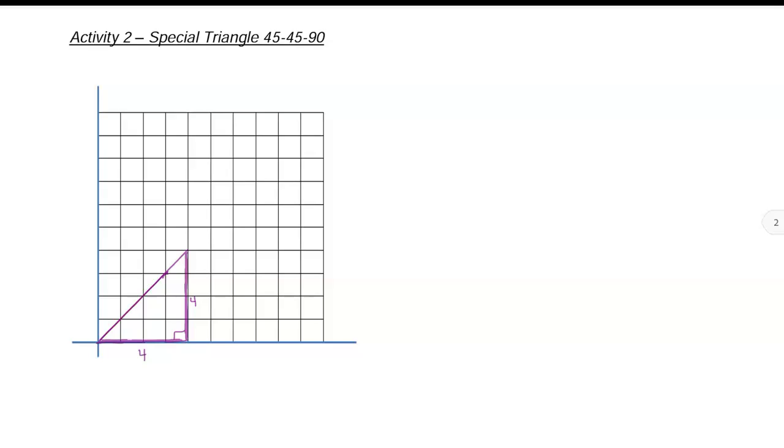So I'm going to set up 4 squared plus 4 squared equals c squared. 16 plus 16 is c squared. We have 32, and when I take the square root, I get 4 root 2. So the hypotenuse of this purple triangle is 4 root 2. The legs are 4, and the hypotenuse is 4 root 2.